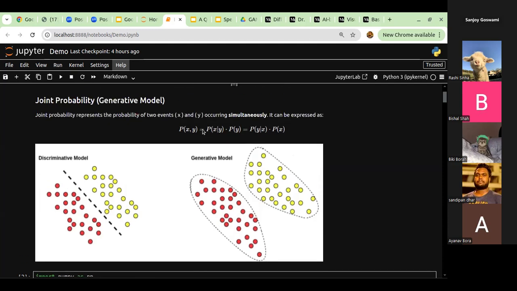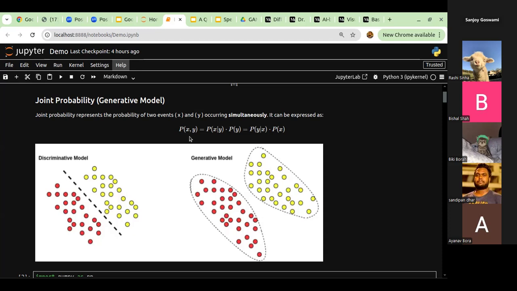So when we talk about a generative AI model, basically we are dealing with the joint probability. If you recall what you studied in your class 10 plus 2 probability, joint probability is the probability of two events occurring at the same time. For example, X is a specific image and Y is its associated label, as I said, red ball or yellow ball.